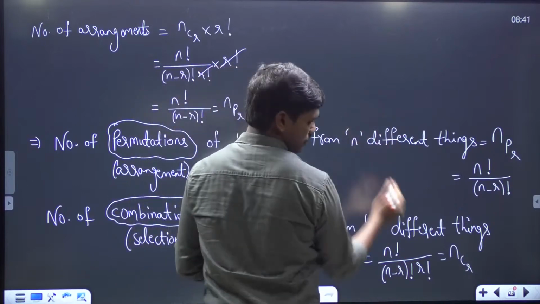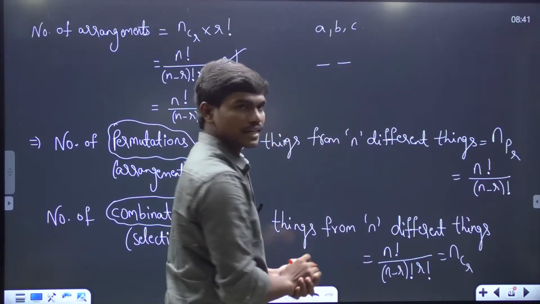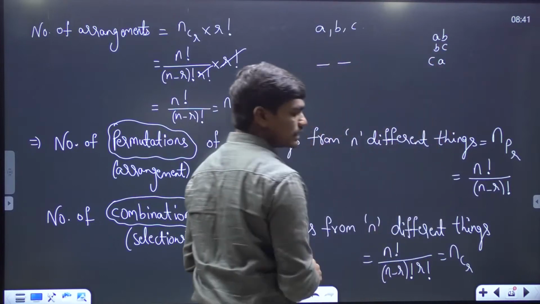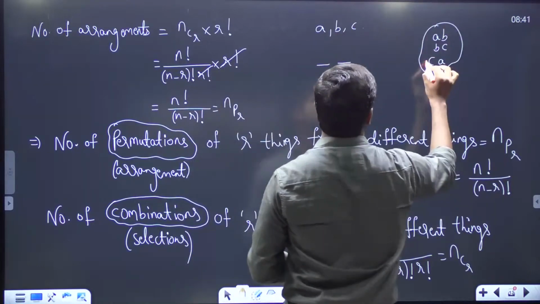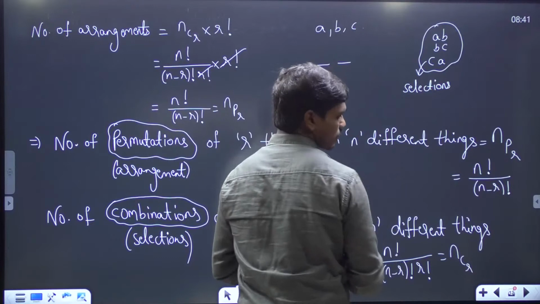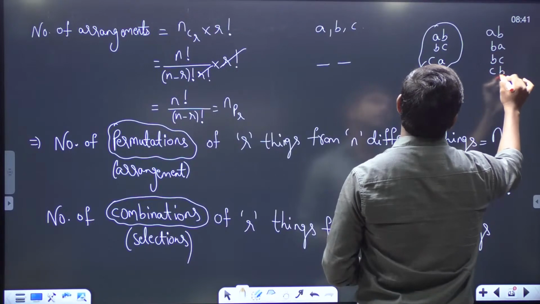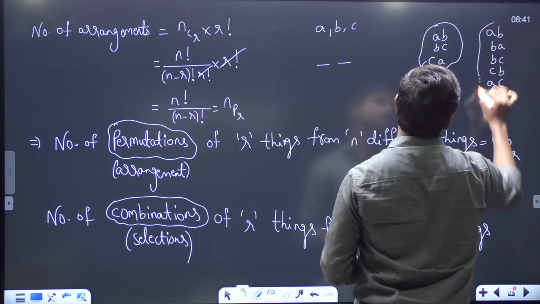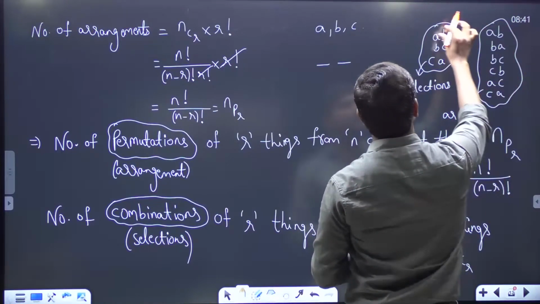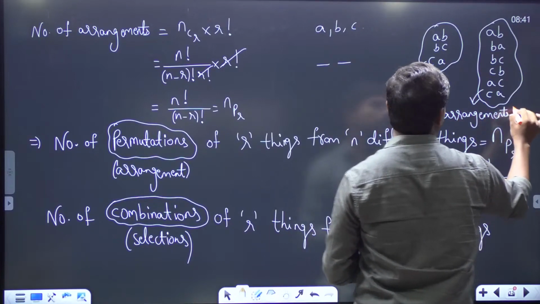See, for example, if you take three elements A, B, C, and if I have two places, number of selections I can make is three: AB, BC, CA. These are the three possible ways I could select two elements out of these three. But if I want to arrange them, we can write AB, BA, BC, CB, AC, CA. All these are 6 arrangements, because these two arrangements can be done with the same selection AB. So you see, number of arrangements and number of selections change.